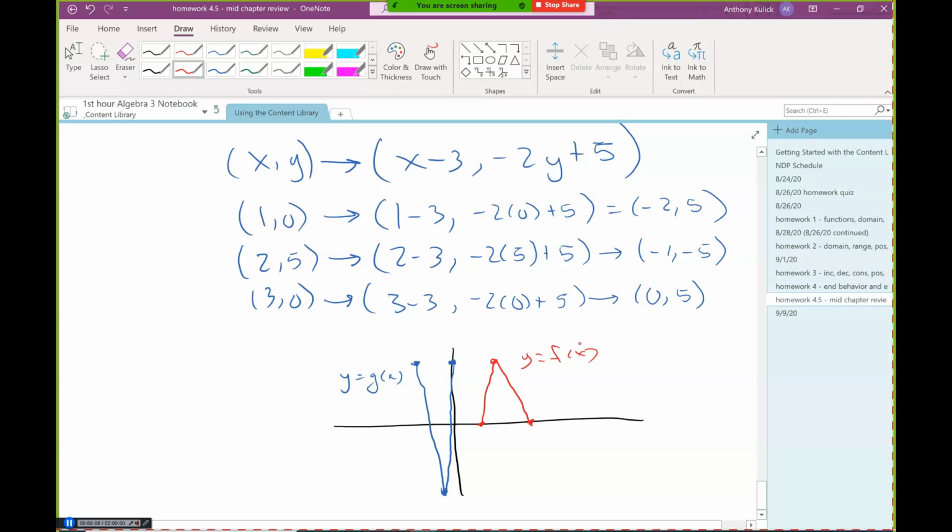So if we were to compare these two graphs using the vocabulary that we just used, well, it definitely appears that this has been shifted to the left and then shifted up, right? It seems like this has been stretched vertically. See how it's taller and skinnier? And it's flipped upside down. That's the reflection across the x-axis.